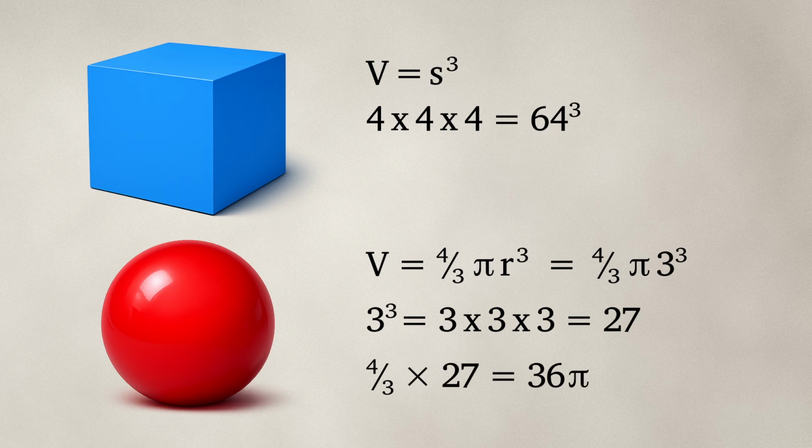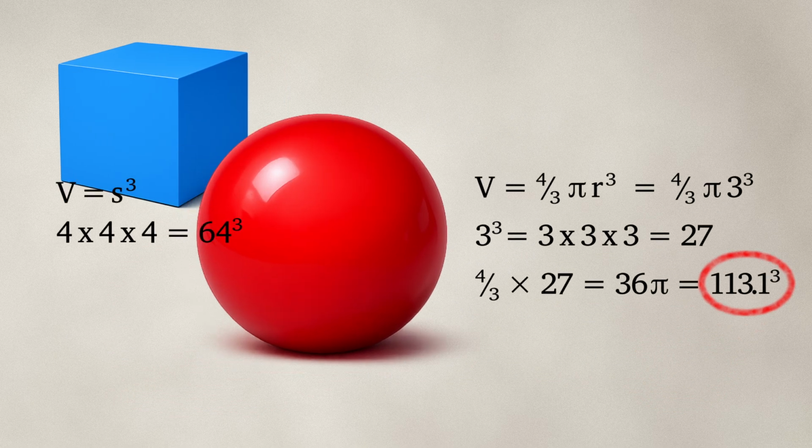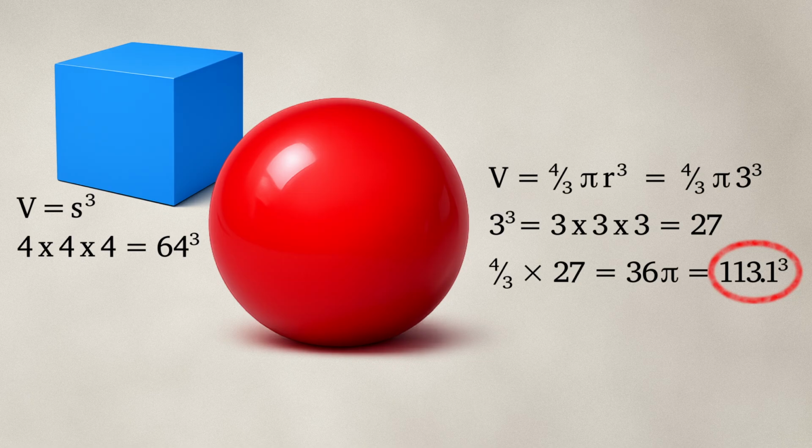And if we punch that into a calculator, you get approximately 113.1 cubic units. The sphere wins! And it's not even close. Nearly double the volume. Spheres are sneaky like that. All that curved space adds up fast.